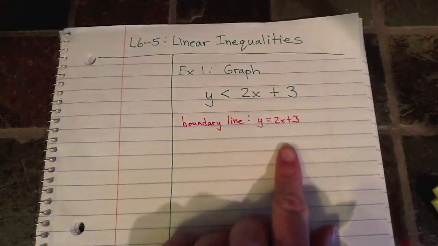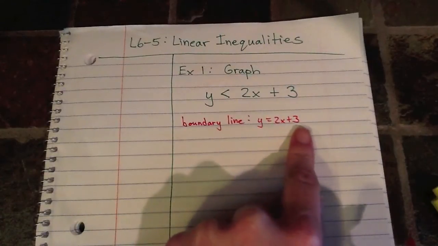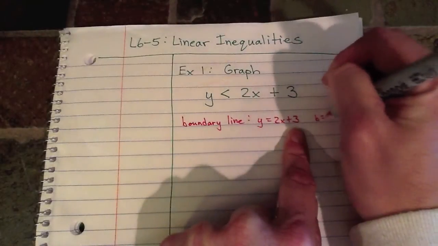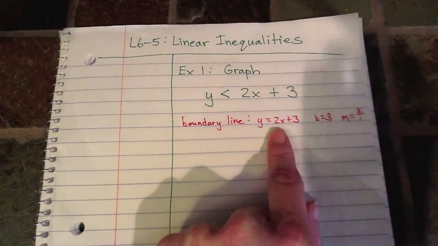Hopefully most of you notice this is already in slope-intercept form, not standard form. Slope-intercept form we can graph using our y-intercept and our slope. So our y-intercept is 3 and our slope is up 2, right 1.